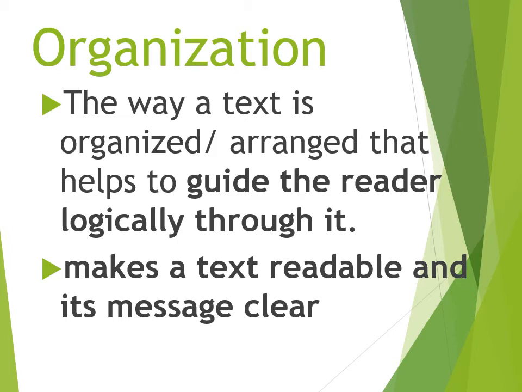Again, first property, language use. Second property, mechanics. A third property is called organization. Organization is the way a text is organized or arranged that helps to guide the reader logically through it. It makes a text readable and its message clear. When we say organization, overall, it's how you put something together. And that way of putting the paragraphs or the sentences together should help the reader better understand what the text is about or what the text is saying.